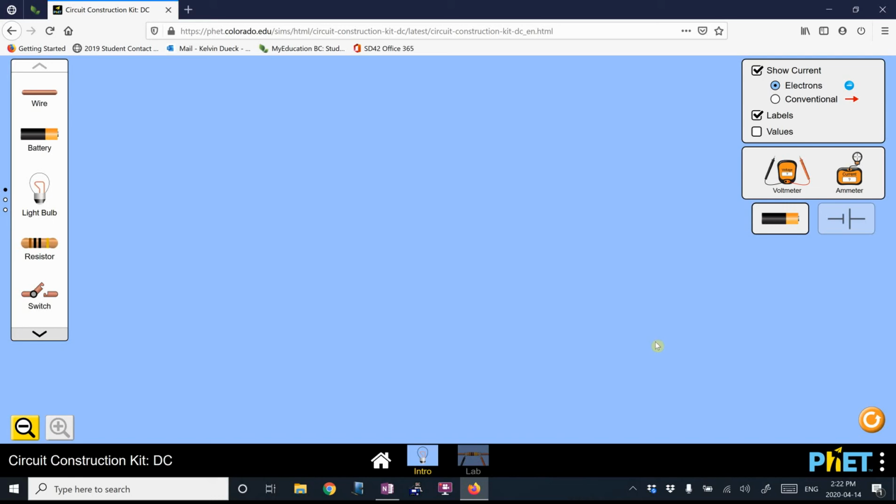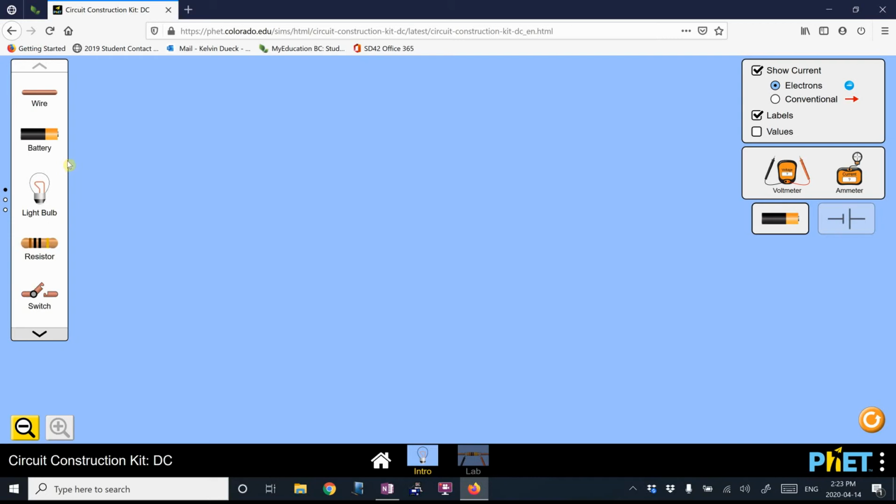So this is the circuit construction kit. You can use this for the entire unit to check your answers. We're going to be solving circuits if you haven't figured that out by now. You can actually build the circuits on this construction kit and then use the voltmeter and the ammeter to check your answers. And so I'll show you how to do that another time.